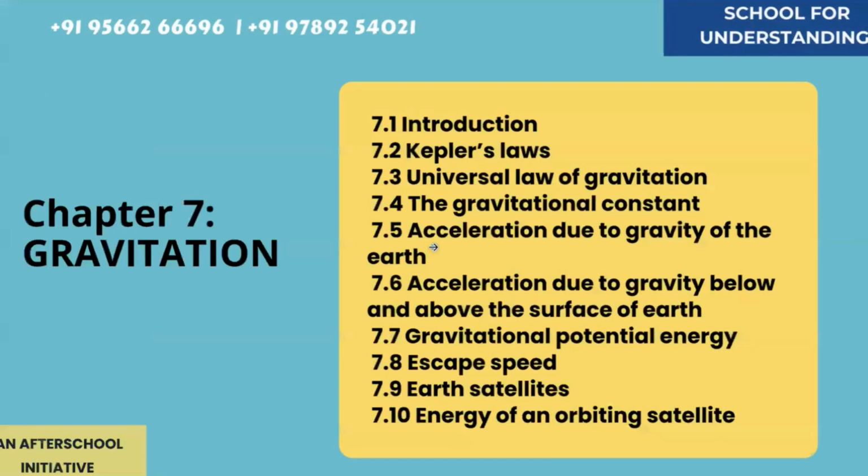So let's move on to chapter 7, which is gravitation. We'll start with the introduction, then Gauss's law. We'll move towards universal law of gravitation, followed by gravitational constant, then acceleration due to gravity of the earth, followed by acceleration due to gravity below and above the surface of earth, and then gravitational potential energy, escape speed, earth satellites, and finally the energy of an orbiting satellite. So these are the topics that are part of gravitation.